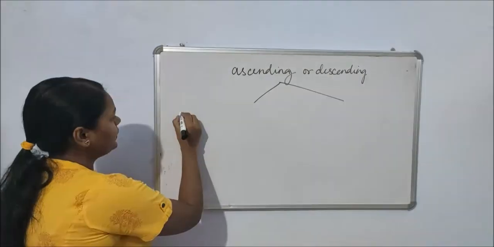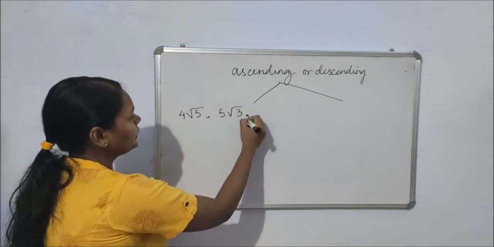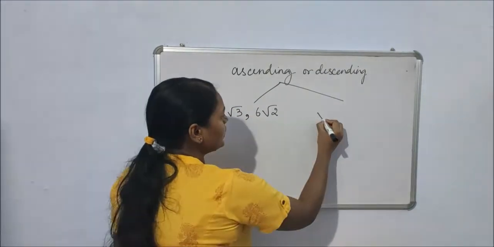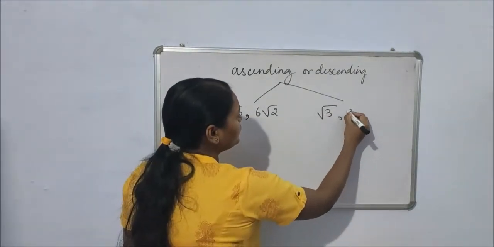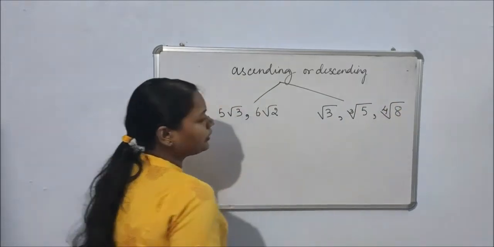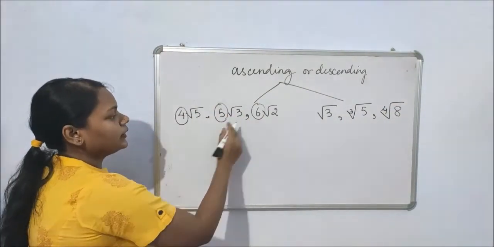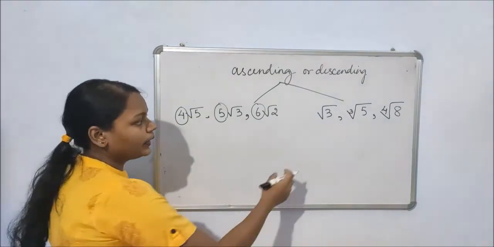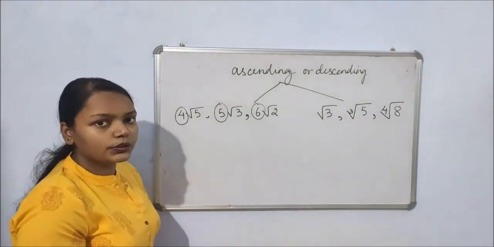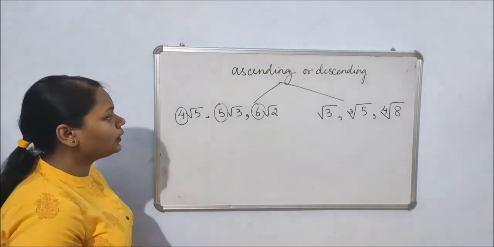The first collection we can take is 4 root 5, 5 root 3 and 6 root 2. Okay. Next collection we can take is under root 3, cube root of 5 and 4th root of 8. Now see the difference. Here these values are multiples. They are multiplied with the surds. But here we have square root, cube root and 4th root. So that's the difference between these two types. So how are we going to arrange them in ascending or descending order?